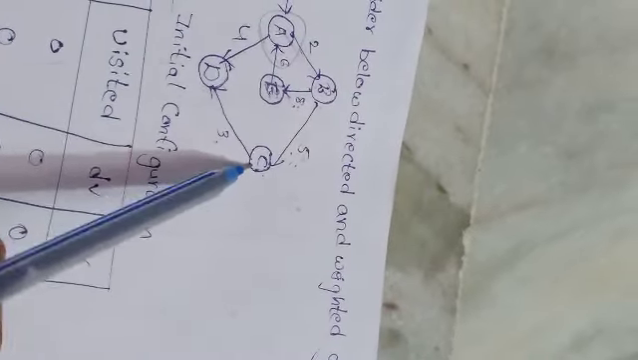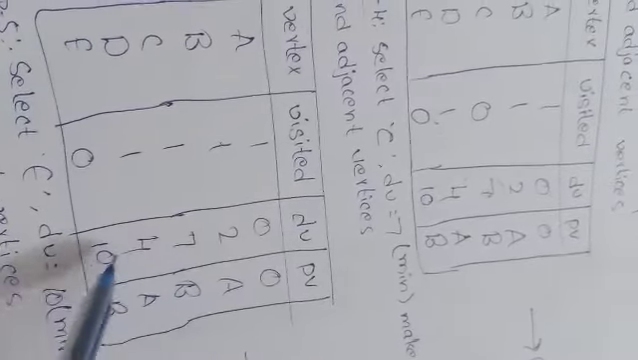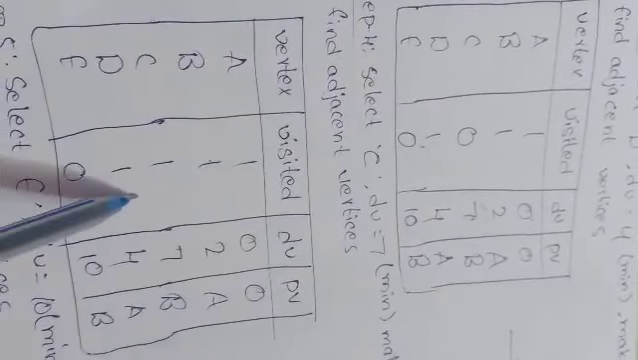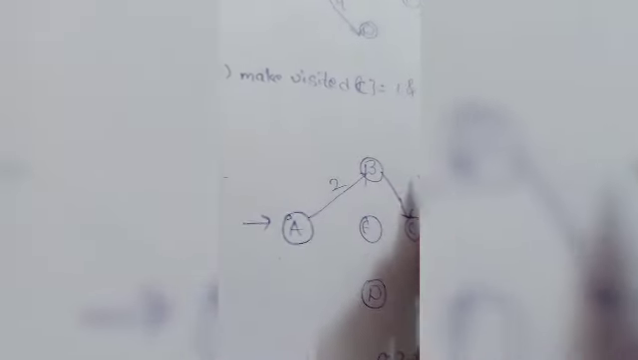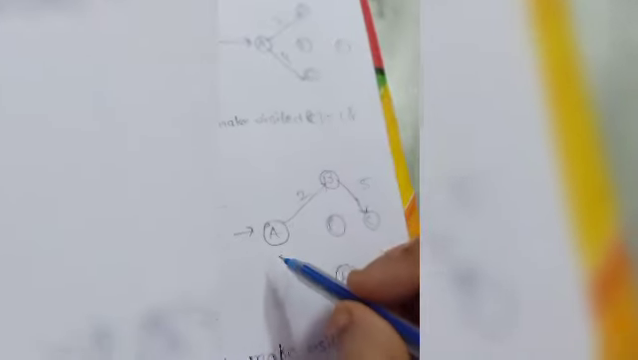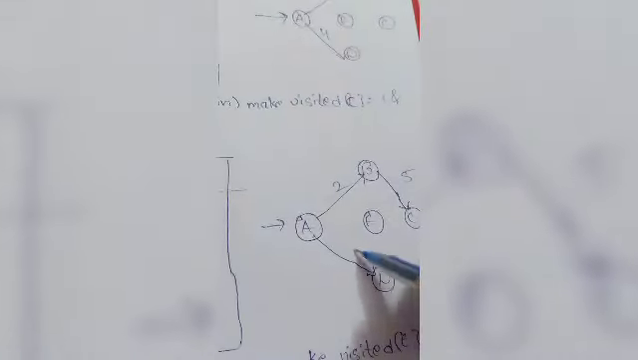Make visited of C equal to 1, and there is no outgoing path from C. Sorry, there is a path C to D, but D is already visited, so no values should be changed. 0, 2, 7, 4, 10, and C visited equal to 1. So draw a path between A to B and B to C. A to B with the path weight 2 and B to C 5, and there is an edge between A to D also which has the weight 4.